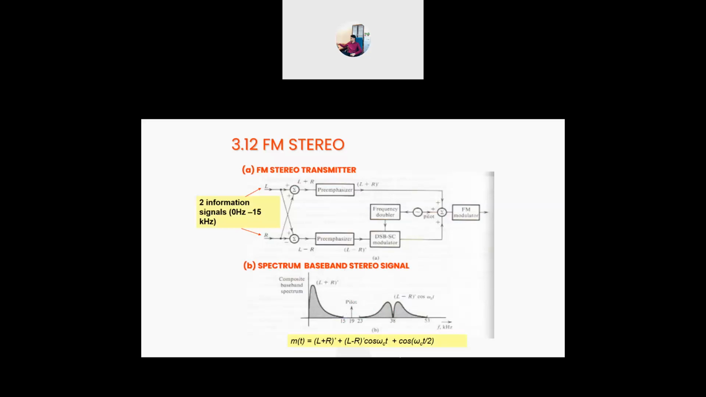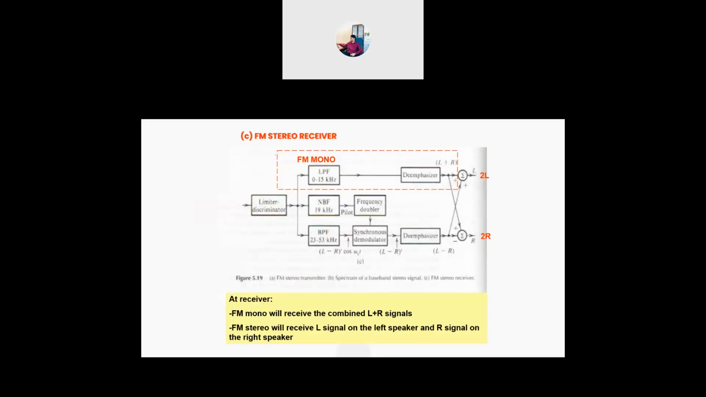Please see the difference: L plus R, plus L minus R prime cos omega ct, plus cos omega ct over 2. At the receiver side, so this is the receiver.